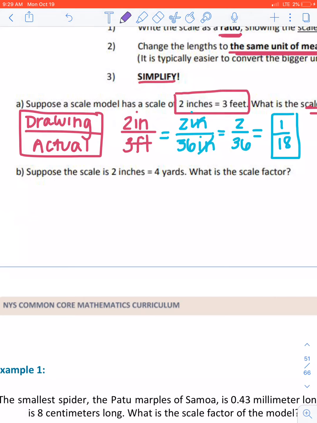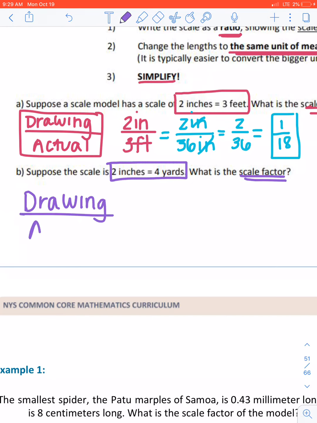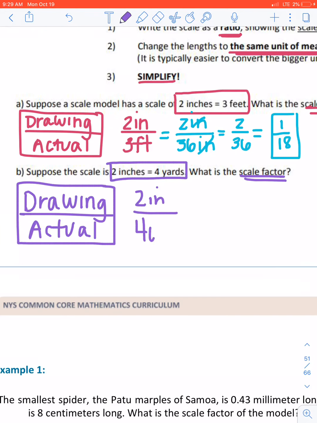All right. Let's do the next one. This time we have a scale factor of 2 inches equals 4 yards. Again, we're asked to find scale factor. So scale factor is going to be drawing over actual. That's the ratio we're going to set up. Now the 2 inches, that's the units in the drawing. The 4 yards are the actual units.